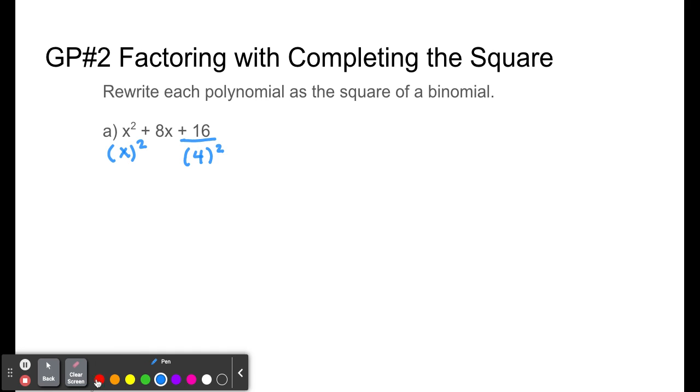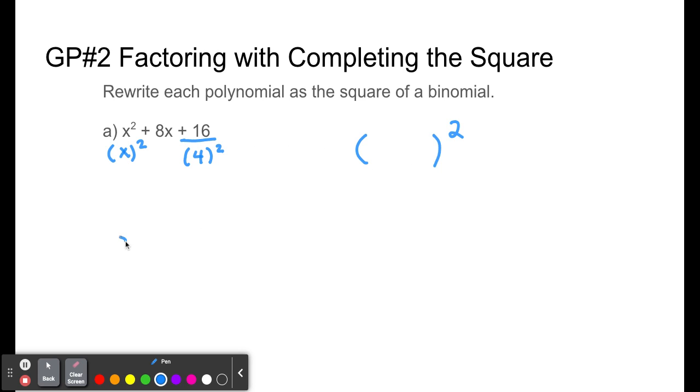So for GP number 2, we are now rewriting each polynomial as the square of a binomial. So our answer needs to be some binomial squared. So basically, we're taking this and we're factoring it. But keep in mind that all of the polynomials that we're going to see, this is the same polynomial that we dealt with in GP number 1a. All of these polynomials are, in fact, perfect square trinomials because we created them to be perfect square trinomials.